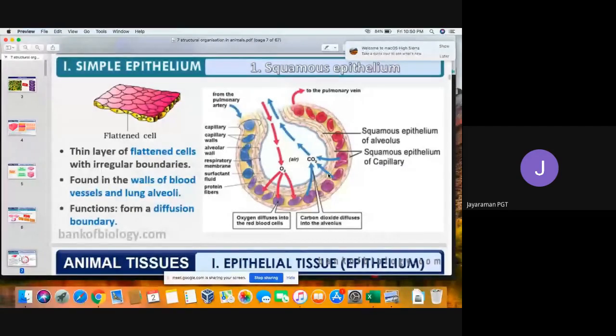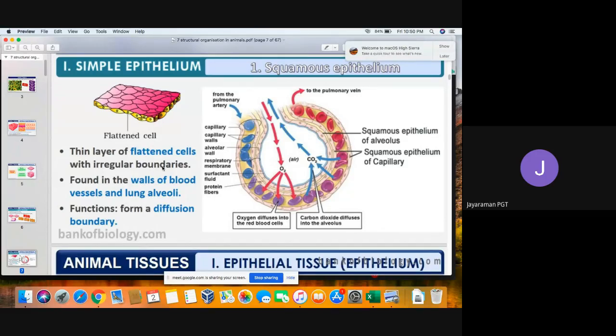So what is the nature of the squamous epithelium? It is a thin layer made up of flattened cells with irregular boundaries. The boundaries are not regular, but there is actually no gap, so it fits all the way, like a puzzle, zigzag connecting. It has many connections, but there is no gap in between.